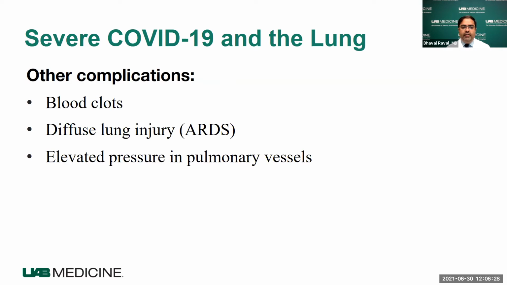They can also develop elevated blood pressure in the pulmonary vessels, which can eventually lead to failure of the right side of the heart. And some of these patients end up on the ventilator, some of them just require high flow oxygen. However, after their initial hospital stay, even if they had a severe COVID-19 infection, many of these patients eventually recover and can go back home.